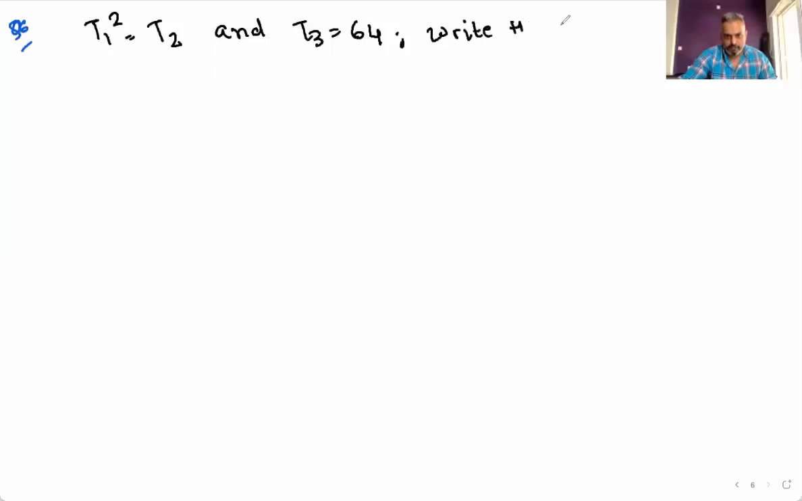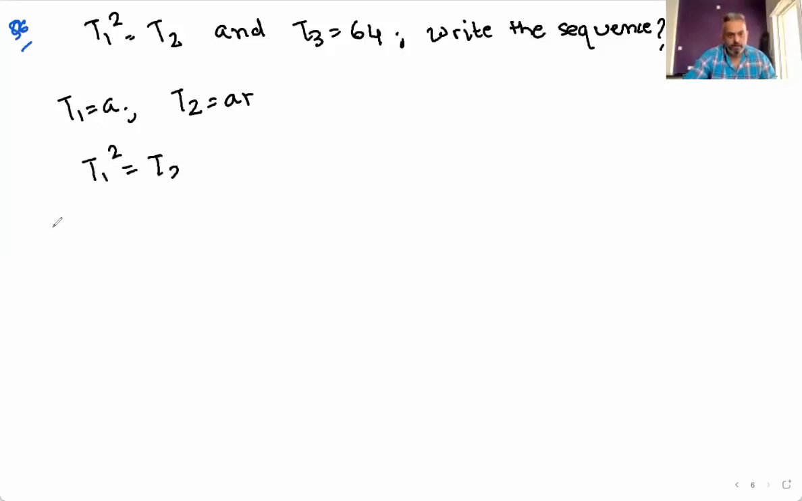For a geometric progression, T1 square is equal to T2 and T3 is equal to 64. Write the sequence. So let's write, nothing to worry. T1 is equal to A, T2 is equal to AR. So T1 square is equal to T2. Therefore, A square is equal to A into R.